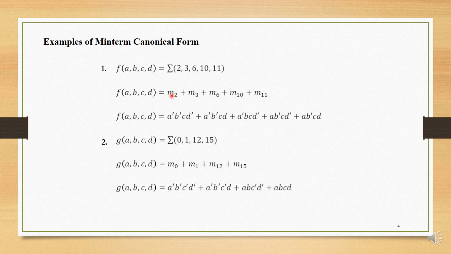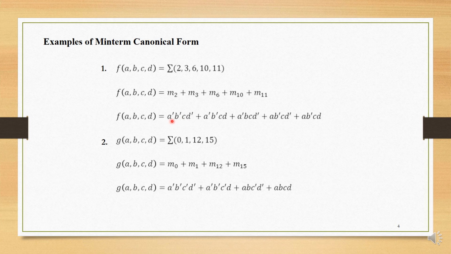So we just represent that in terms of small m notation. The same expression can be represented in small m notation. So we can rewrite this expression as m2 plus m3 plus m6 plus m10 plus m11. We call this decimal notation, we call this small m notation, and we call this a Minterm canonical form representation, where these indices are now defined and represented as product terms, that is Minterm.